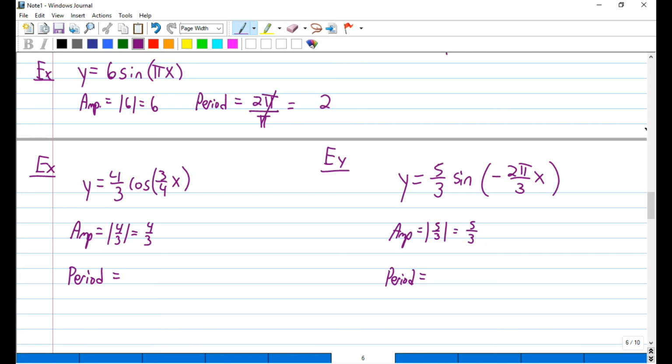So the first problem should be pretty straightforward. The second one's kind of tricky. So if you're working on the second one, you might want to hold off on that. All right, the first one, let's see. That's going to be 2 pi divided by 3/4. So flip and multiply, and you get what? 8 pi over 3. So 8 over 3 times pi, or 8 pi over 3.